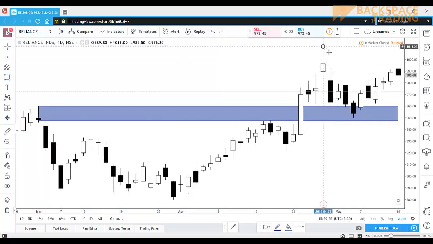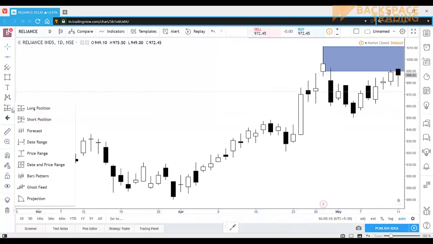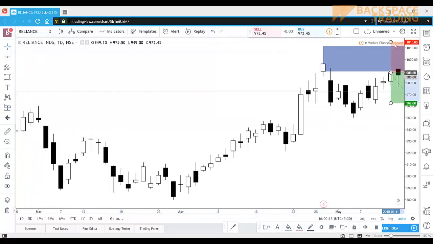Let us draw the zone like this, and you can enter the sell over here. Your stop loss is over here. Where do you think you can place your target? This is a swing low up there, right? That is possible. You enter here.